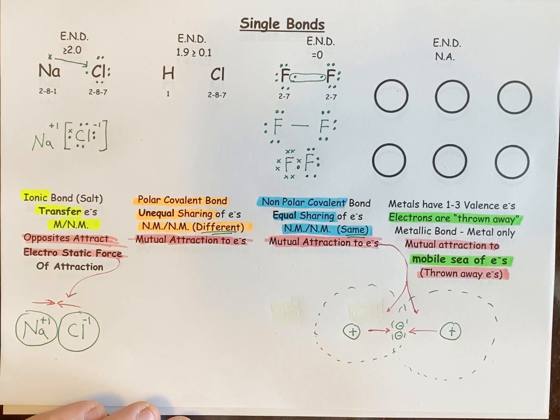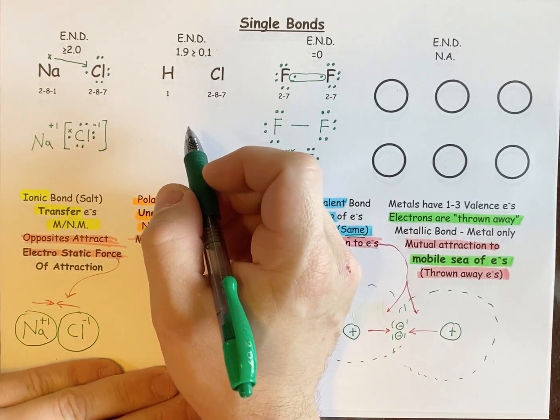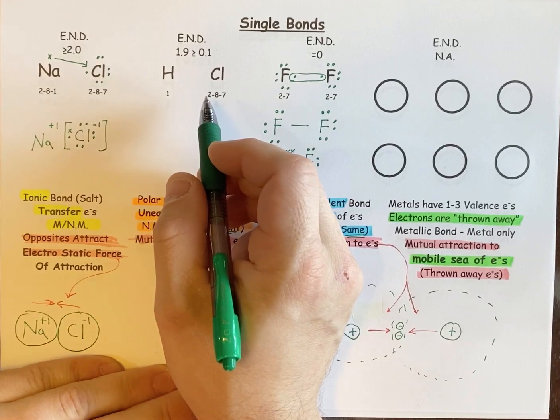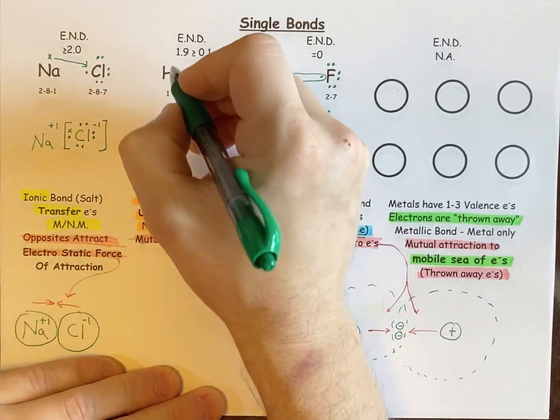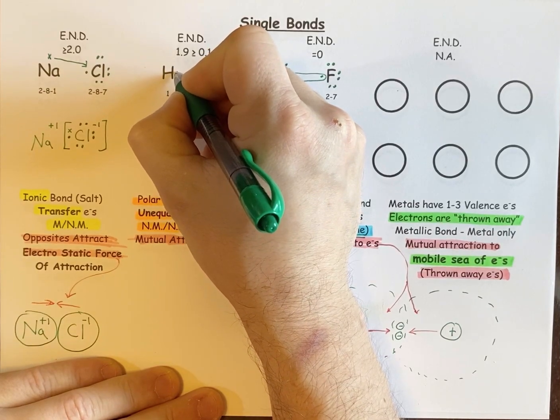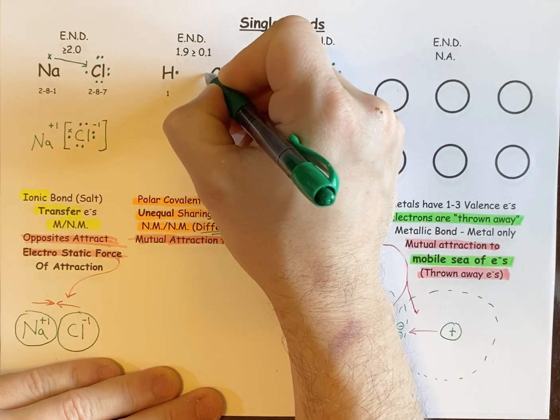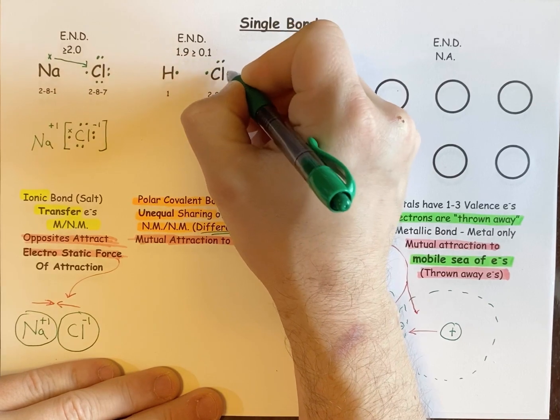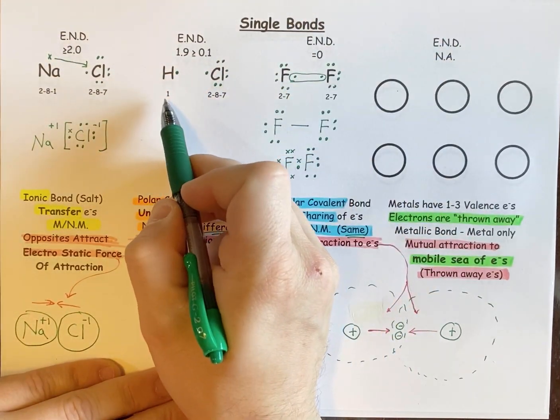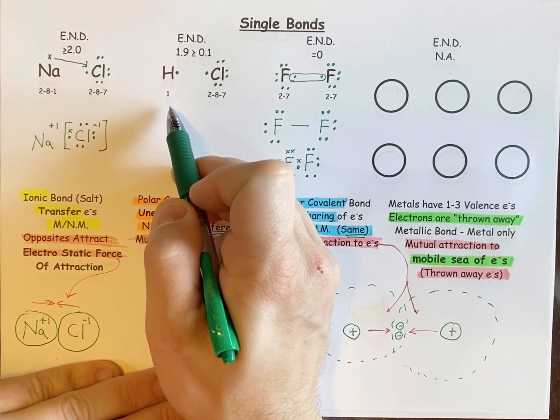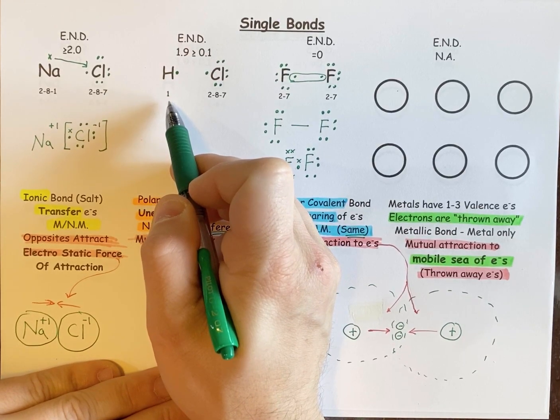In this case, the electronegativity difference is greater than 0 and less than 2. That's basically all we have to say. And here's the valence electron. Hydrogen has 1 valence electron. Chlorine has 7. Now, remember, this is an exception to the octet rule. Normally 3 or less we want to lose. Hydrogen is the only one that doesn't. This one has 1 valence.